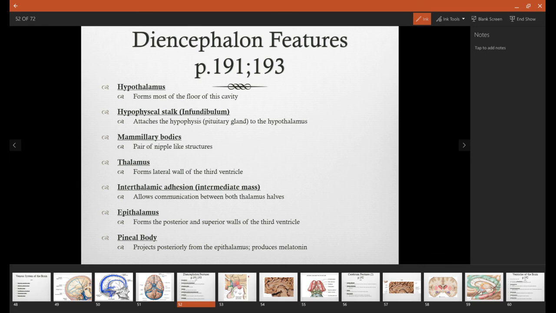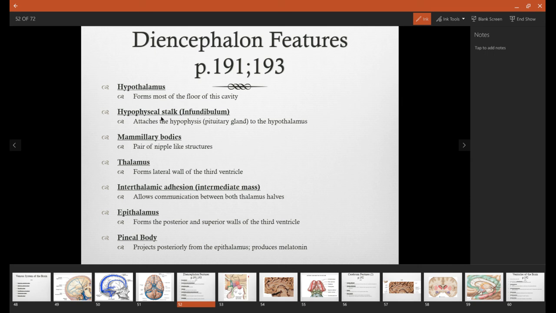We still have some internal features we need to figure out of the diencephalon. The first structure is called the hypothalamus. This is a really important region of the diencephalon that you'll learn a whole lot about in physiology. It almost looks like a little triangle in this region. We'll see what that looks like.